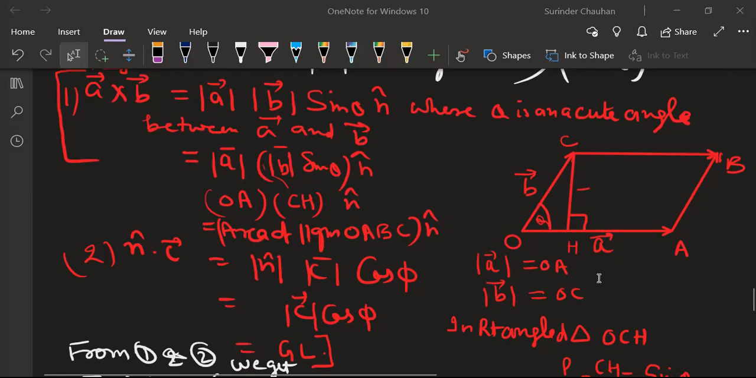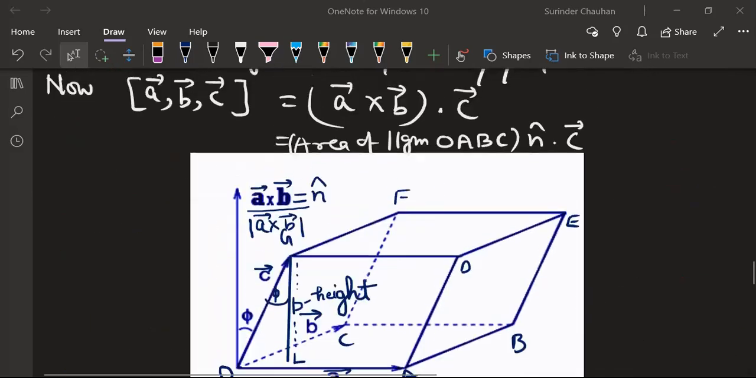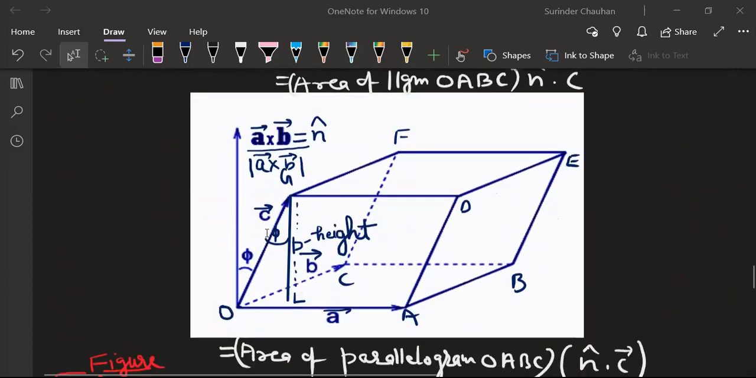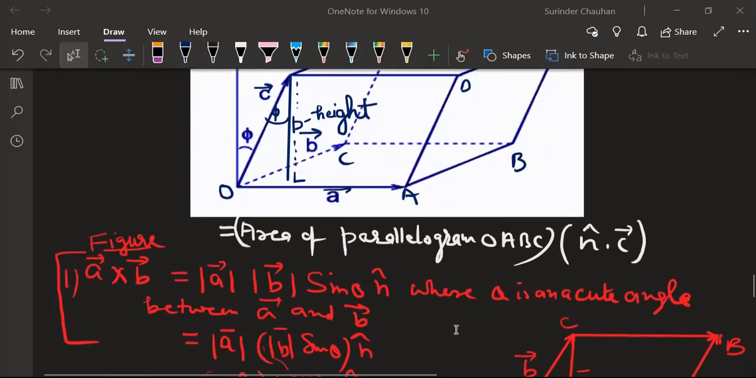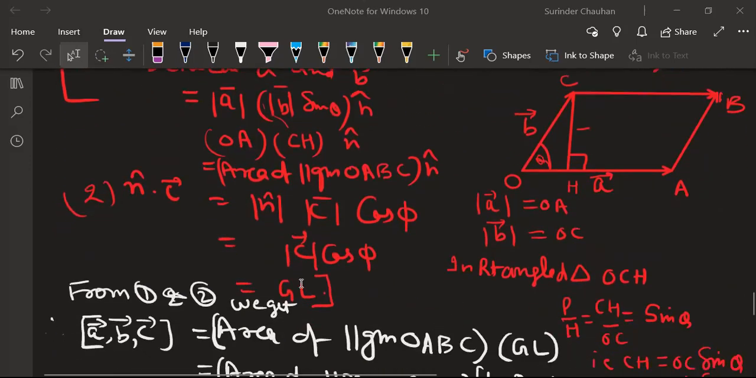C cos phi: if you go to the main diagram and consider this right angle triangle, this is the base, this is the hypotenuse. C cos phi will give you GL. GL upon GO is equal to cos phi, base upon hypotenuse. Therefore, GL is equal to C cos phi.